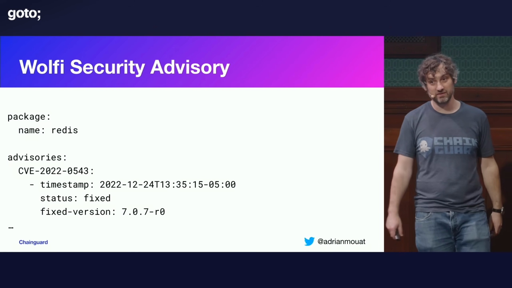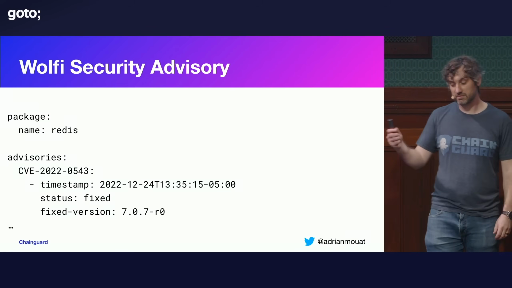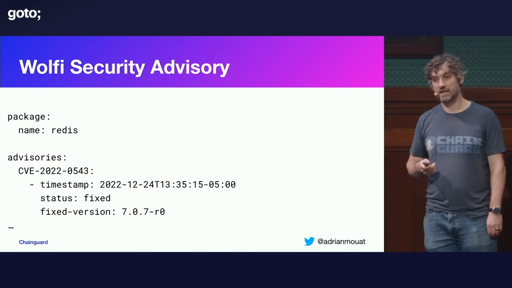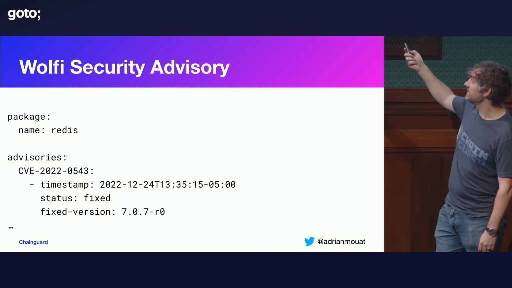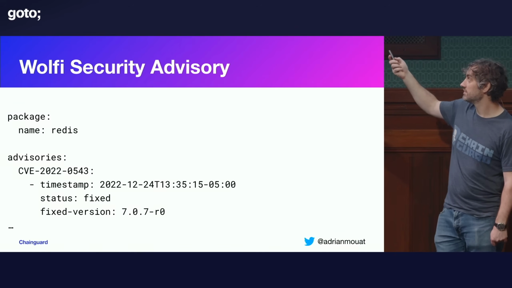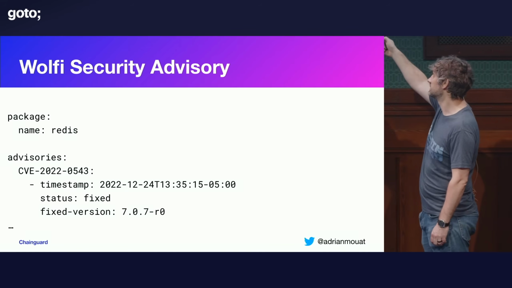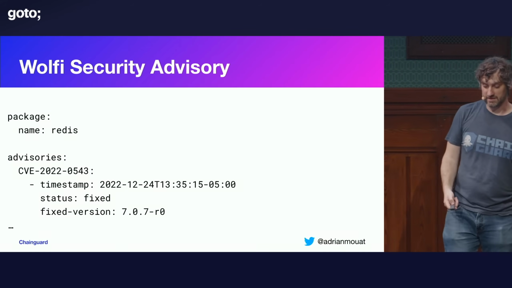It's just a bunch of YAML. It's really quite simple. Here's the one for Redis. I've only got the very top of the file here. And you can see we mentioned CVE 2022-0543, and we're saying this has been fixed since version 7.07, which is actually quite a while.